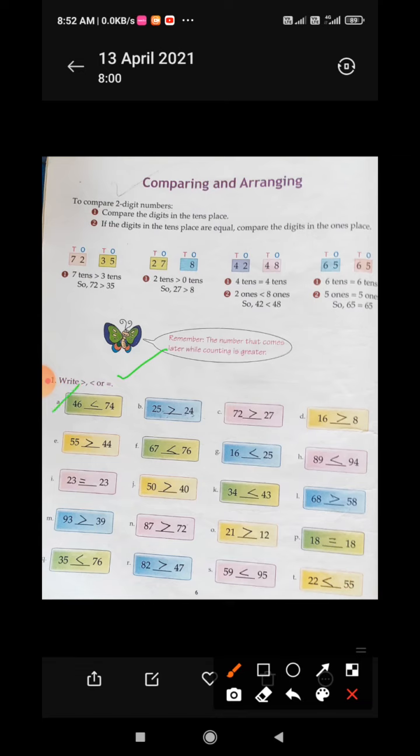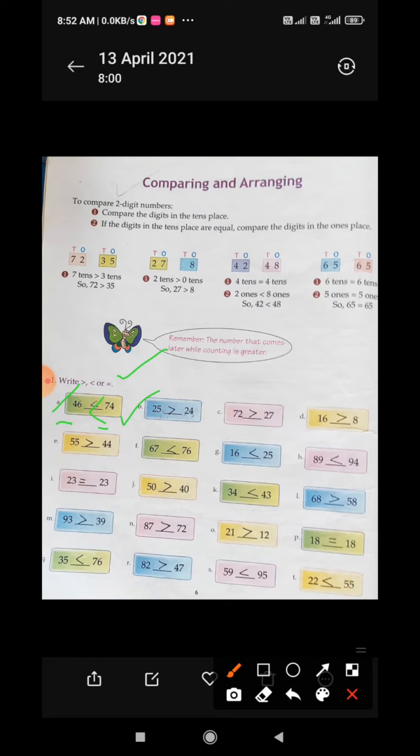A part, you can see the question is 46 or 74. Which one is greater? Here you can see, first you will compare the tens place number. Here 4 is written and here 7. Which is greater? 7, right? So put the sign here.